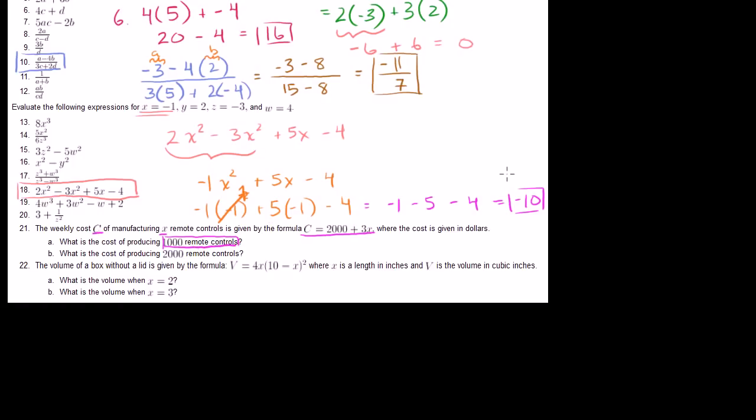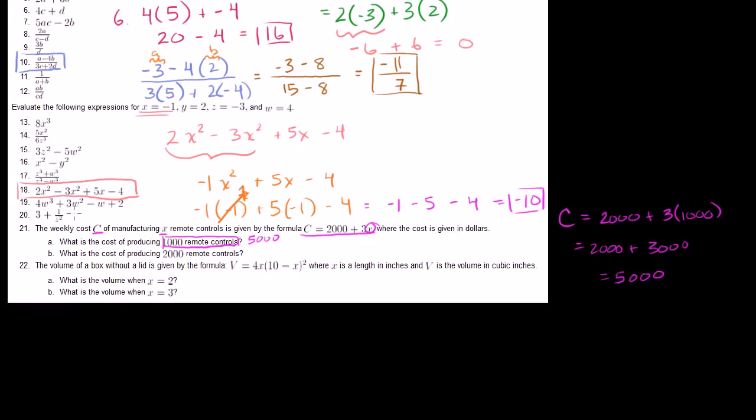So for part A, I could write it over here. The cost is going to be equal to, just use this formula, 2,000 plus 3 times the number of remote controls. X is the number of remote controls. So 3 times 1,000. So it's going to be equal to 2,000 plus 3 times 1,000 is 3,000, which is equal to $5,000. So that's part A, $5,000.